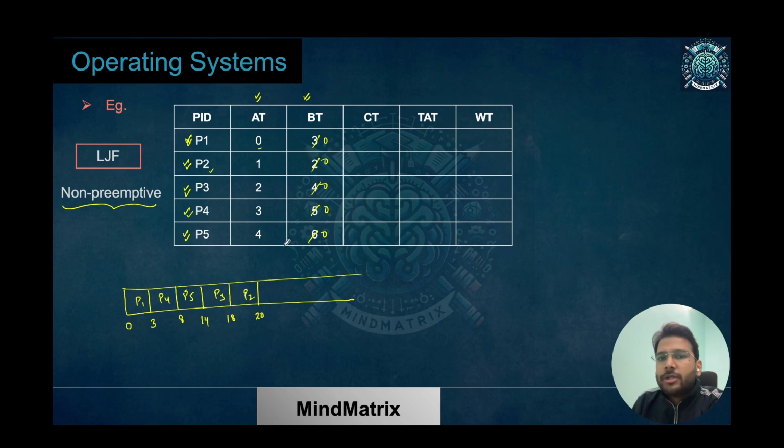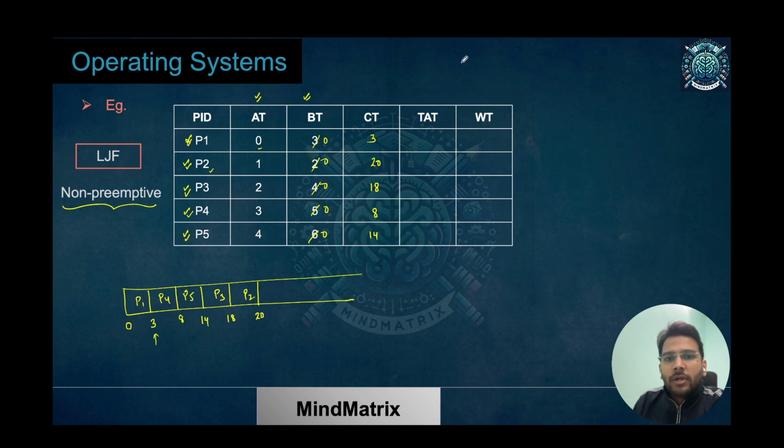We can write the completion time here. So for P1, the completion time is 3. For P2, it is 20. For P3, it is 18. For P4, it is 8. For P5, it is 14.